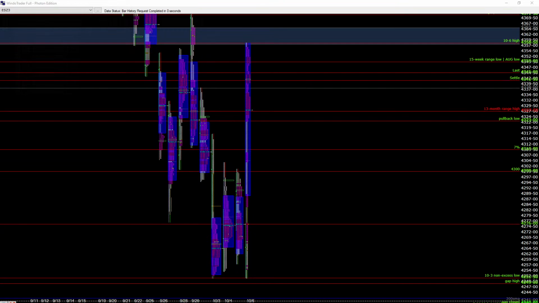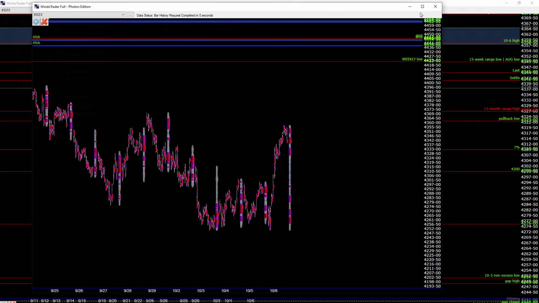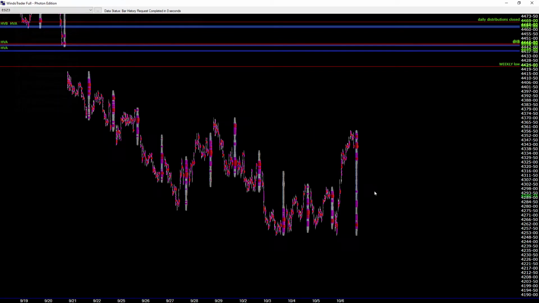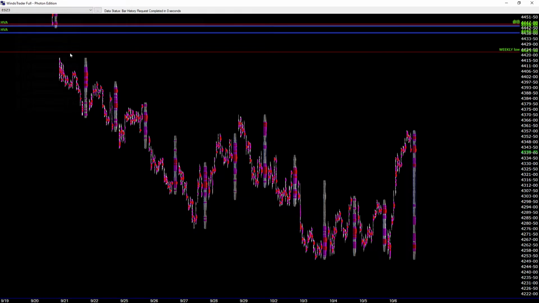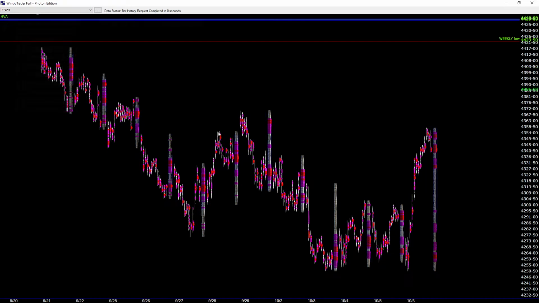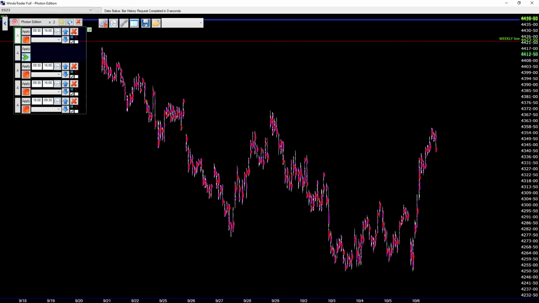We also watched the weekly update from Jim Dalton. This histogram chart looks really interesting. This is the daily, this is the intraday. I'm going to remove these things.